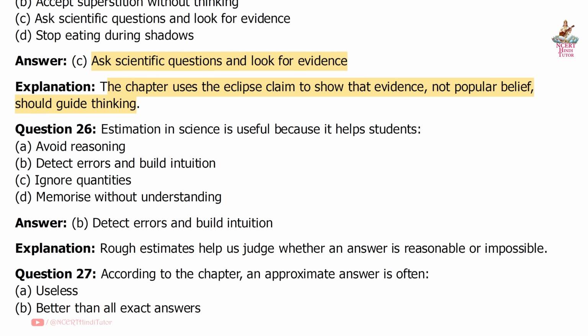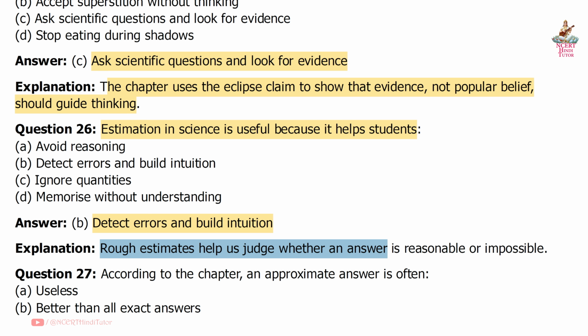Question 26. Estimation in science is useful because it helps students answer B. Detect errors and build intuition. Explanation: rough estimates help us judge whether an answer is reasonable or impossible.